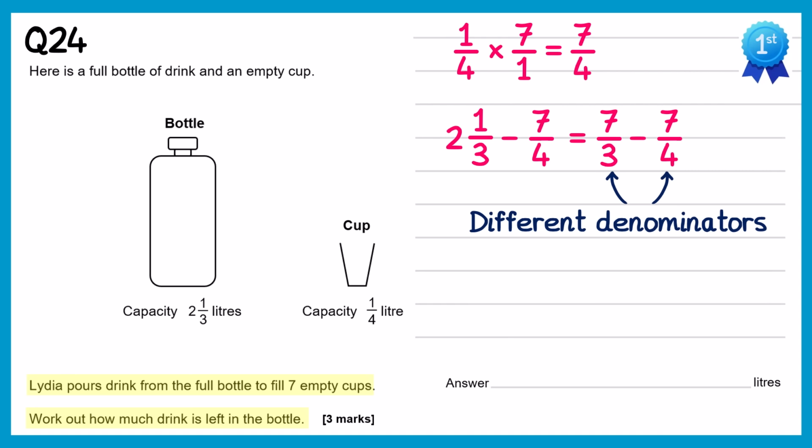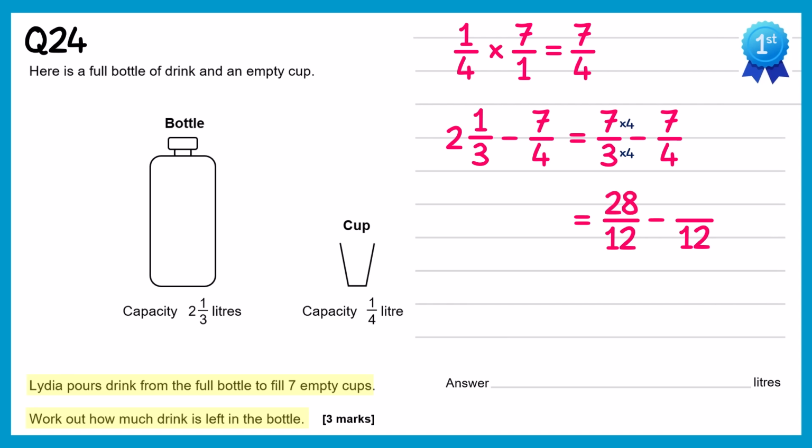The lowest common multiple of 3 and 4 is 12, so we can rewrite both of these as something over 12. To get from 3 to 12, we would multiply by 4, so we would multiply the 7 on the top by 4 as well. 7 fours are 28. So 7 thirds is the same as 28 twelfths. For the second fraction, to get from 4 to 12, you multiply by 3, so 7 times 3 is 21. So 7 quarters is the same as 21 twelfths. We can now subtract them because they both have the same denominator of 12. To do this, we do 28 subtract 21, which is 7, and the denominator stays at 12. So the answer to this question is 7 twelfths.